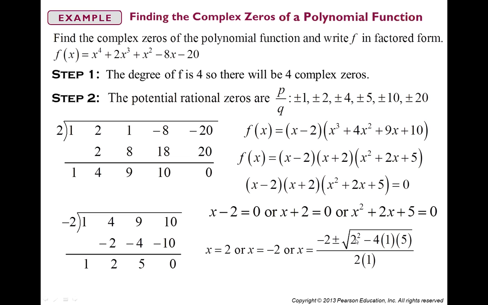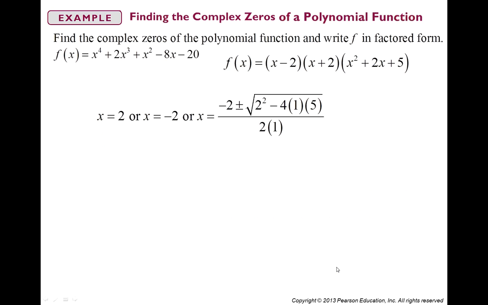Negative b plus or minus the square root of b squared minus 4 times a times c. So that is negative 2 plus or minus the square root of 4 minus 20. That's negative 16. The square root of negative 1 becomes the i, and the square root of 16 is 4. Then I divide negative 2 by 2, and I get negative 1. And plus or minus 4i divided by 2 is 2i. So I have the solutions negative 1 plus 2i and negative 1 minus 2i.